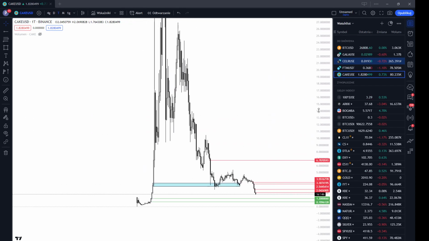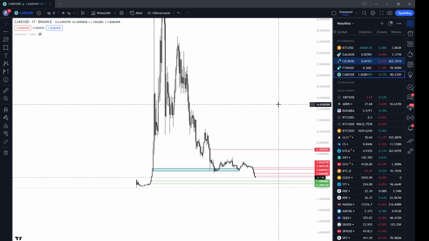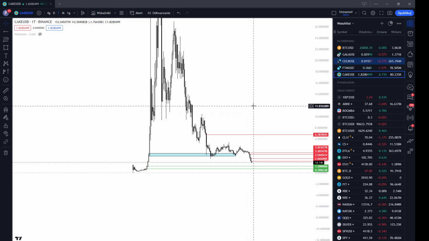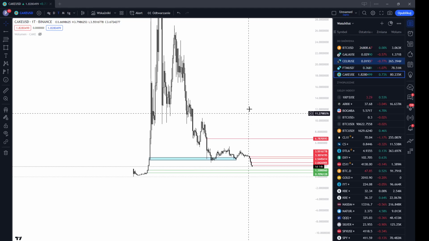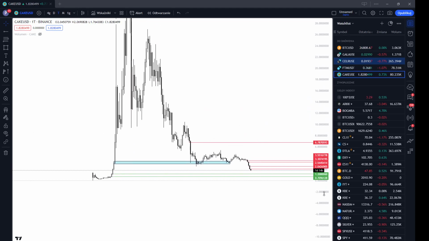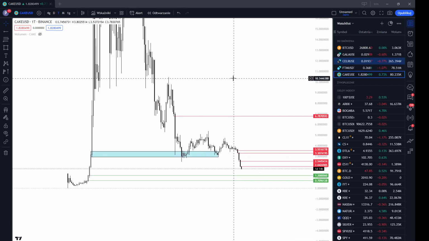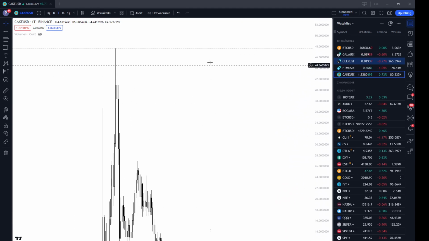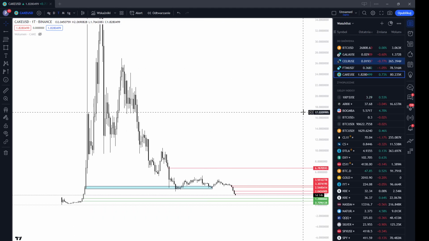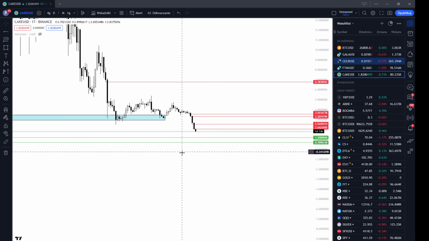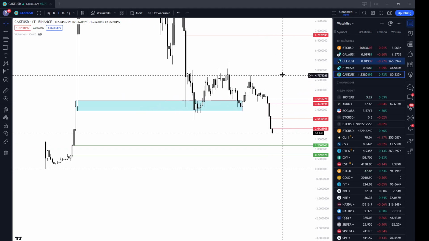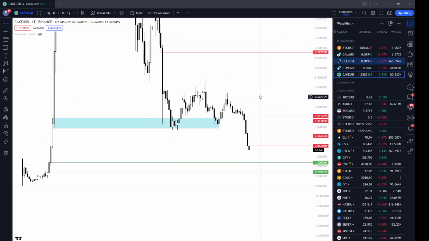I don't know much about the fundamentals of this project. I think it's a token for a decentralized exchange, and at the moment, what I'm seeing on the chart here, there was a very, very big move down from, what is it, around about $50 to now $1.80. And I still see some downside possible.